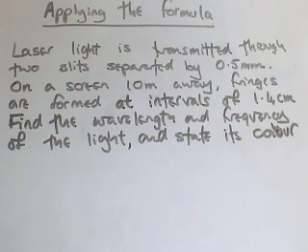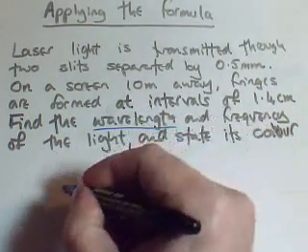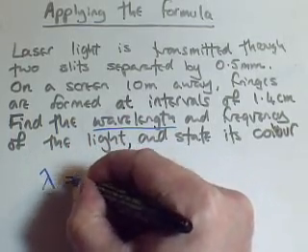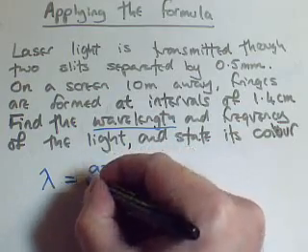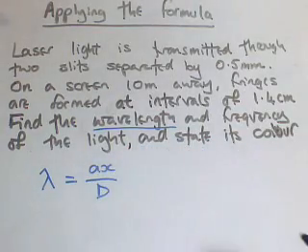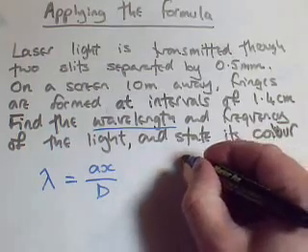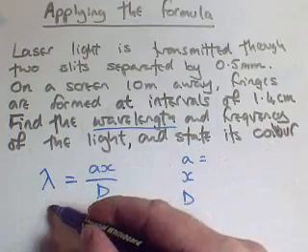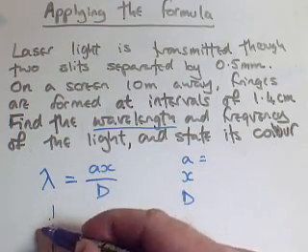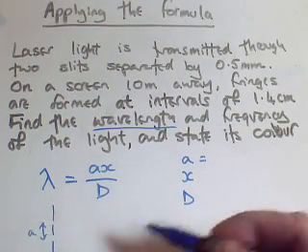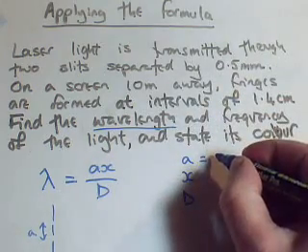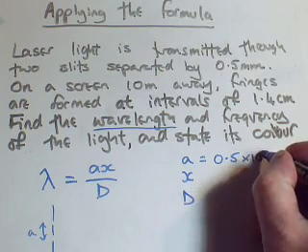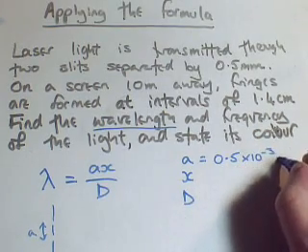So the formula we're going to be using, we want to find the wavelength, so that's the value of lambda. And in your data booklet, we've got the formula lambda equals AX over D. And so we need an A, and we need an X, and we need a D. And A means, if these are the slits, the separation between the slits. Oh, and we know what that is. That's 0.5 millimeters, so that's 0.5 times 10 to the minus 3 meters.